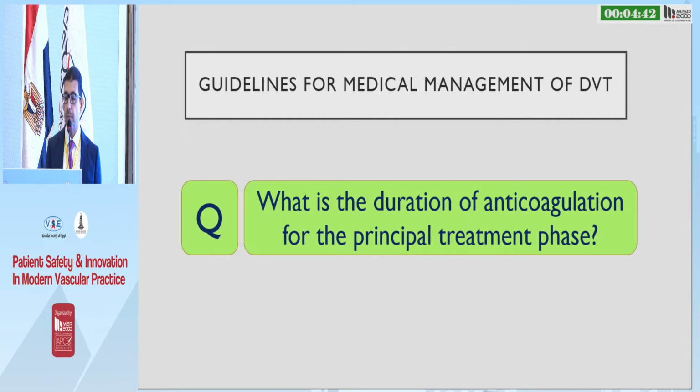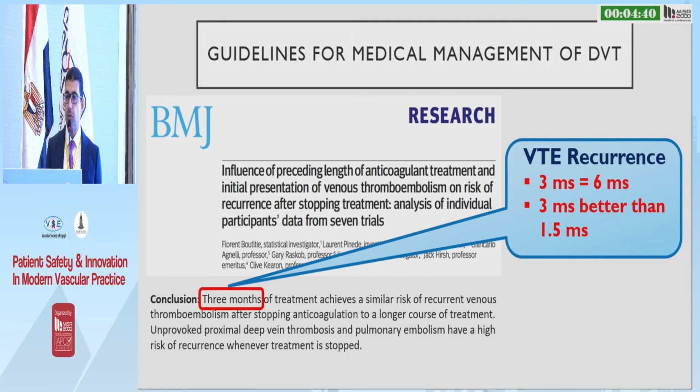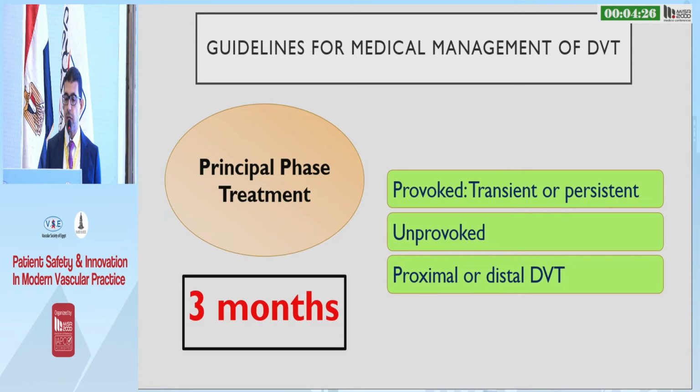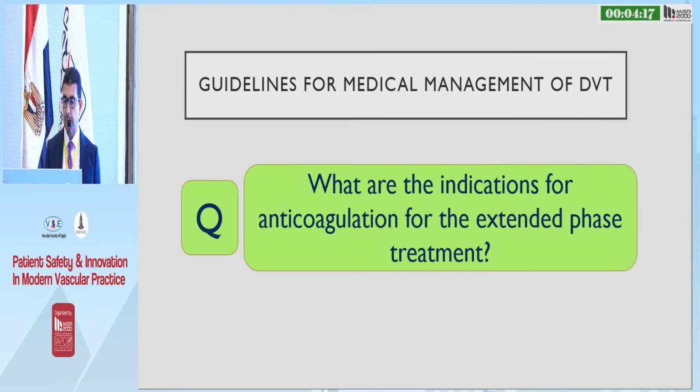What is the duration of the principal treatment phase? Multiple trials have compared 1.5 months versus 3 months versus 6 months, and it was found that 3 months has the best VTE recurrence prophylaxis with fewer side effects like bleeding risk. So for the principal treatment phase, 3 months is indicated for both provoked and unprovoked, whether proximal or distal DVT, and whether transient or persistent risk factor, it's 3 months.